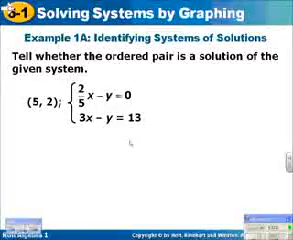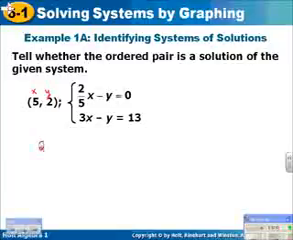So in example 1a, you're to identify solutions of systems. So tell whether the ordered pair is a solution of the given system. So (5, 2) means x is 5 and y is 2, because in an ordered pair it's always x comma y. So if this is a solution to the system 2/5 x minus y equals 0 and 3x minus y equals 13, then I should be able to plug this into both equations and get a true statement each time.